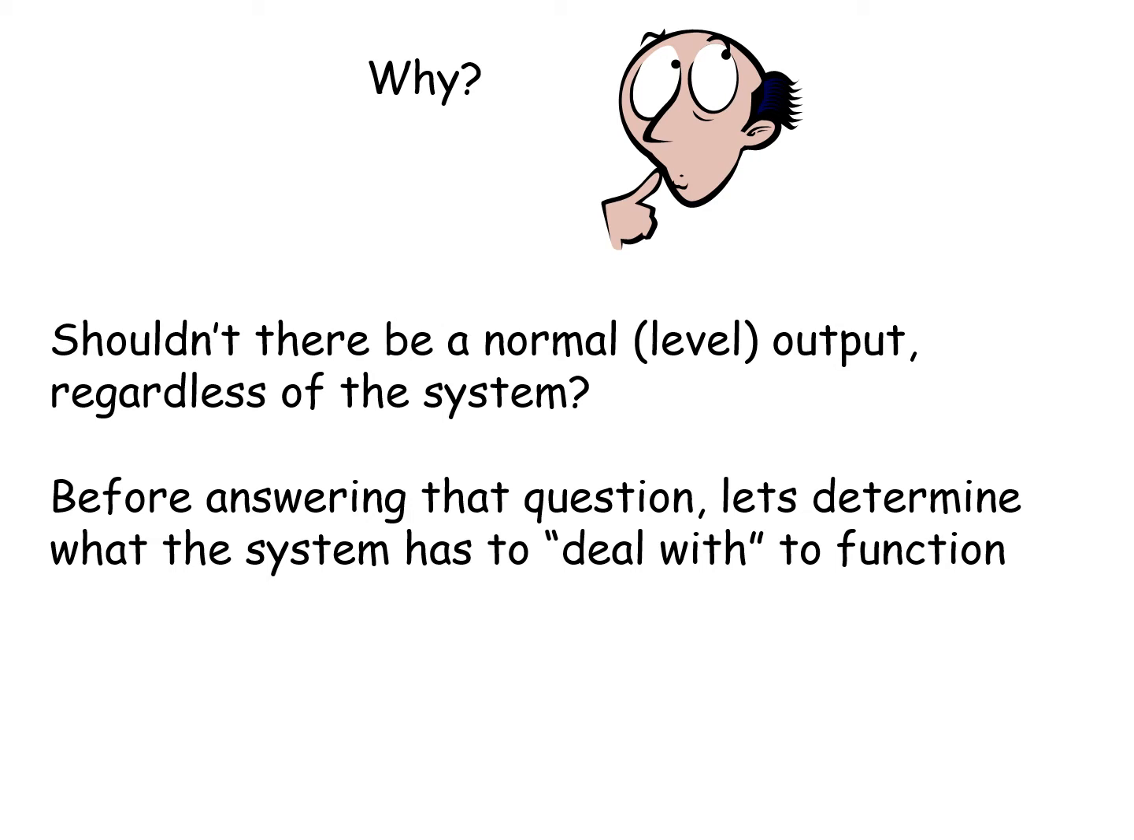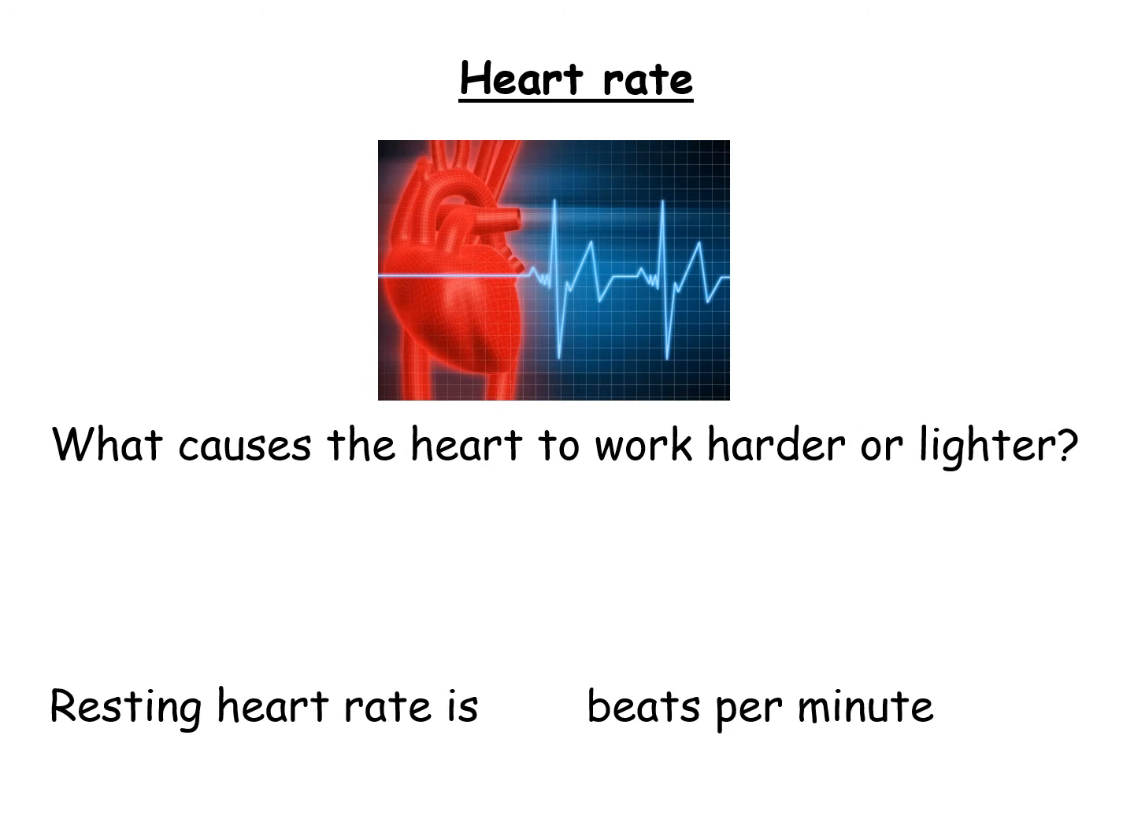Before we even answer that question, let's look at what a system has to deal with to function, to keep you upright, to make sure enough blood gets to and from your lungs, to your muscles, to make sure your heart's getting enough oxygen, to make sure your brain's getting enough oxygen and glucose. What are the determinants of that system that it needs to function?